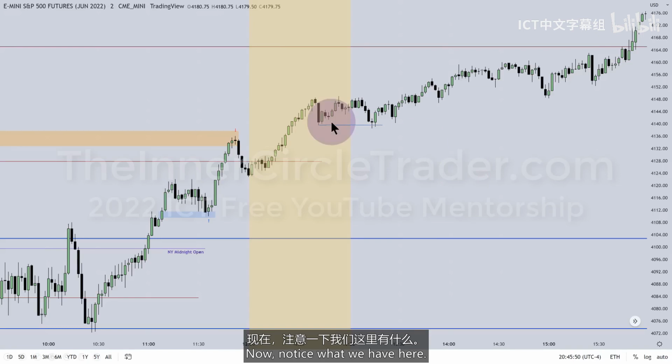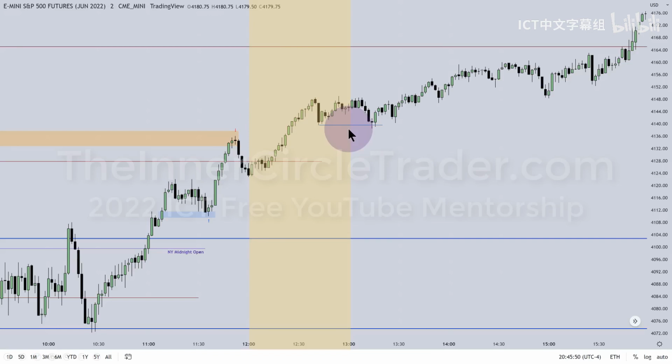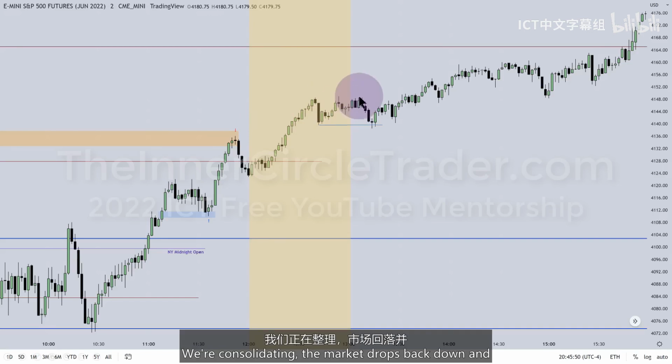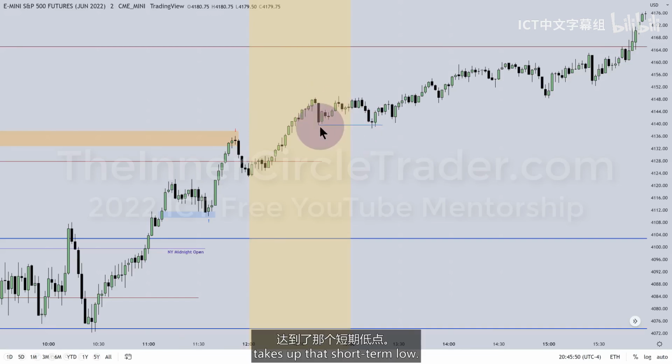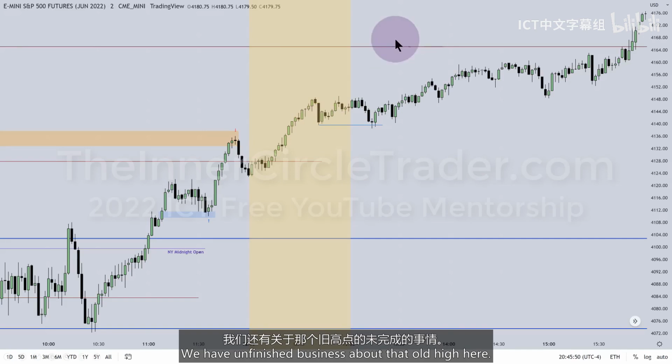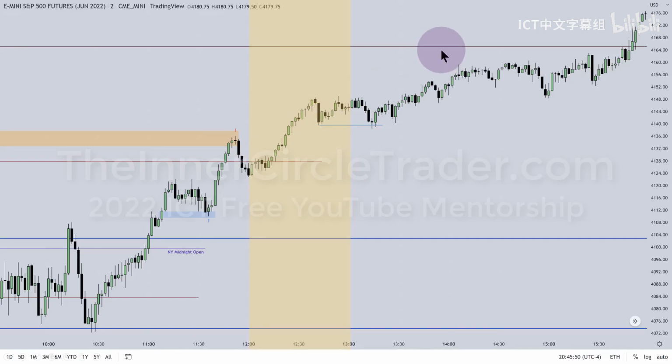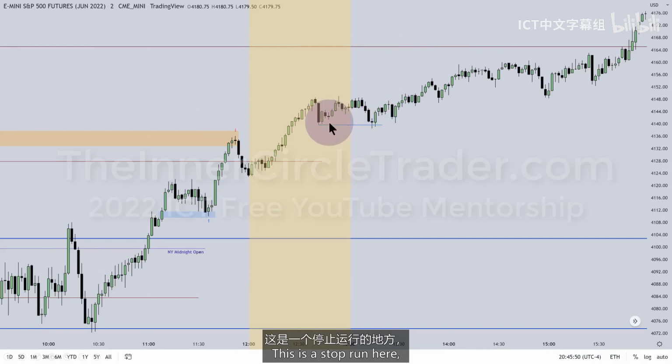Now notice what we have here. We have a short-term low here during the New York lunch hour. We're consolidating. The market drops back down and takes out that short-term low. We have unfinished business above that old high here. This is a stop run here, and it just slowly drifts up and takes that old high out.